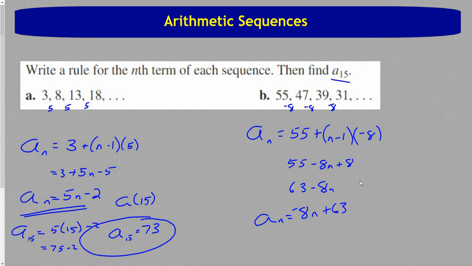If you think back to linear equations, that makes perfect sense. If I'm going down by 8 every time, that's like a slope of negative 8, a y-intercept or starting value of 63. A sub 15 would be negative 8 times 15 plus 63. So that's going to be negative 80 plus 40 is negative 120. So I'm at negative 120 plus 63. Should be what? Negative 57? Yeah. So a sub 15, the 15th term of sequence A, is negative 57.